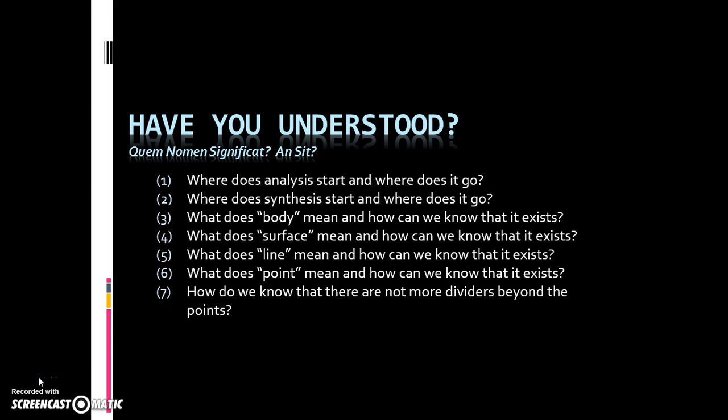Suppose, for example, that I defined a smidgen as the divider of a point. That's the nominal definition. But then, how did we prove that such a thing cannot exist? This concludes our analysis of body down to a point.